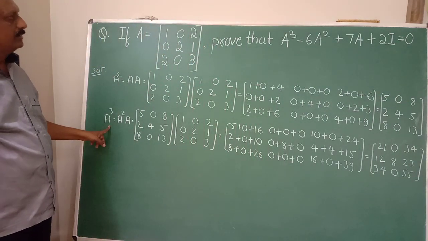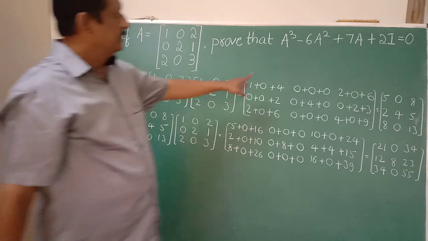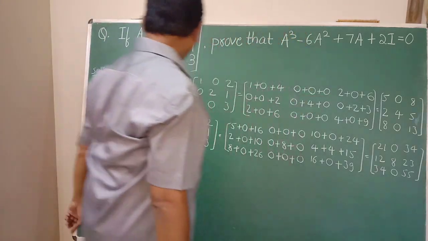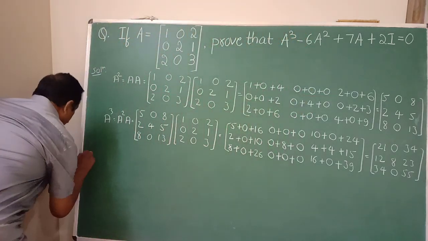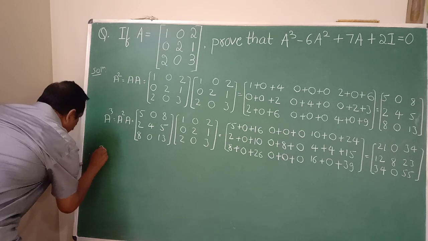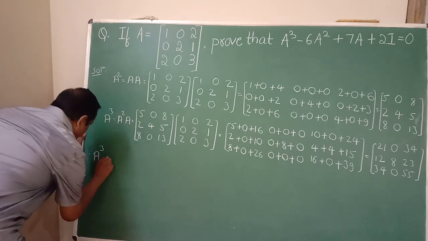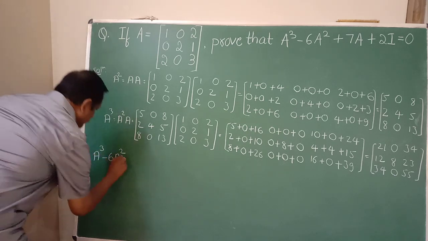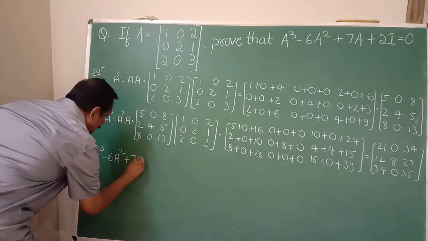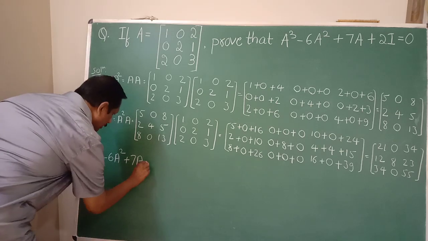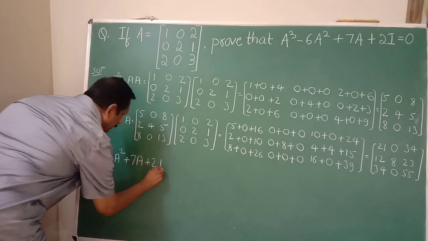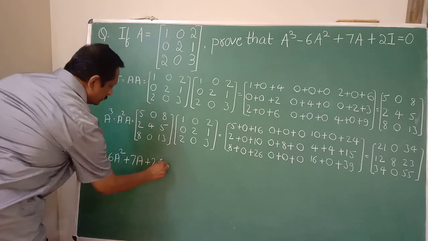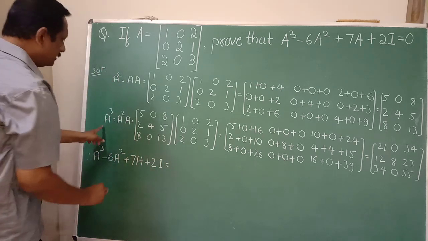Okay. Next, here I write this one here. So therefore A cube minus 6A square plus 7A plus 2I is equal to, okay. So A cube is this matrix here.